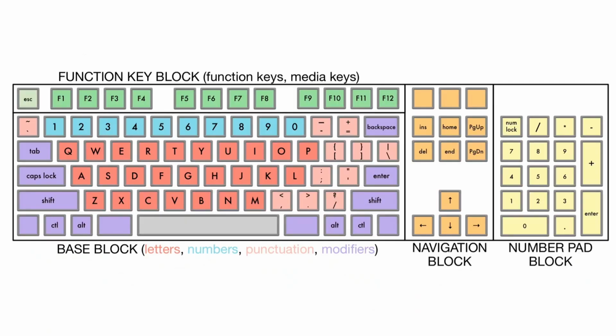This is the keyboard which is representing different types of keys. As you can see, letters are represented by the color you can see on the screen, numbers are represented here. After that, punctuation marks are represented. Modifiers are also available, you can easily see. Navigation block, number pad block, and function keys at the top.